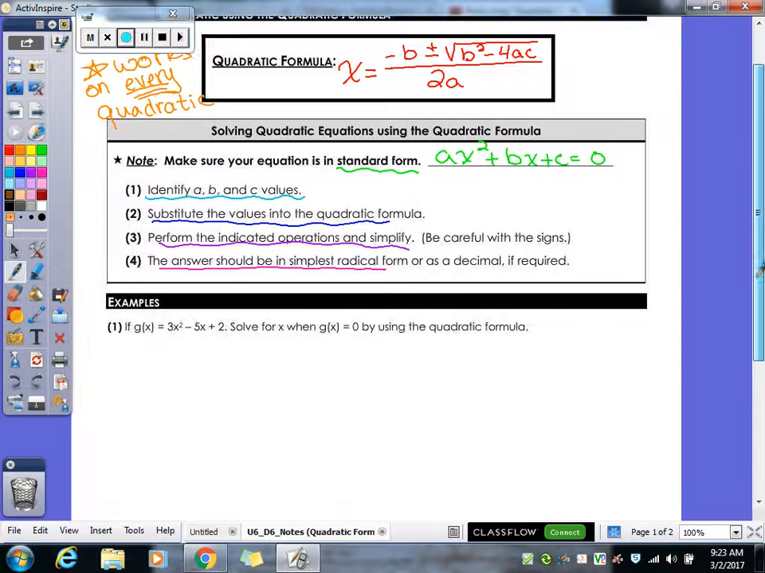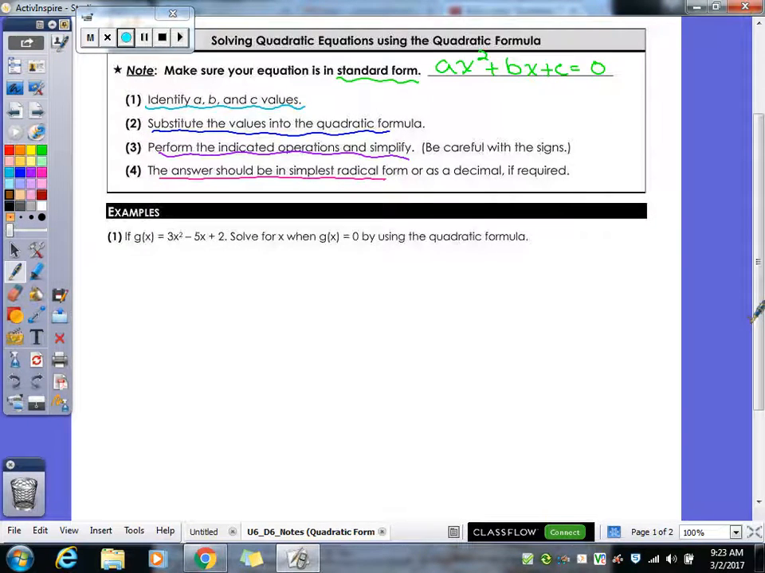So let's take a look at our first example here. We are given g of x equals this. Solve for x when g of x equals 0 by using the quadratic formula. Now this notation right here, this is the kind of notation you're going to see on the Regents exam. What they're telling you to do is take g of x over here and replace that with a 0, not to plug a 0 in for x.